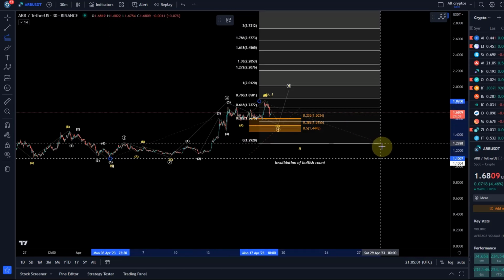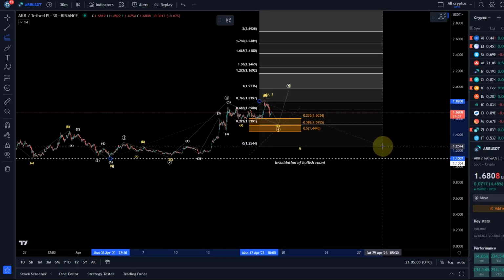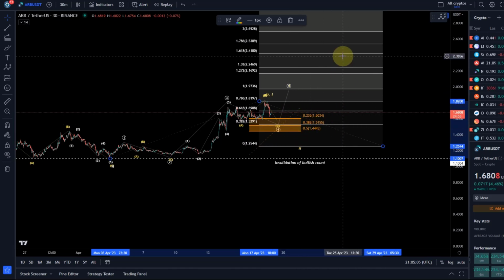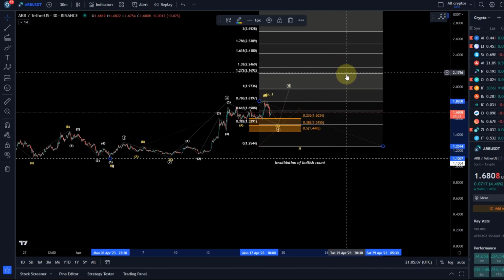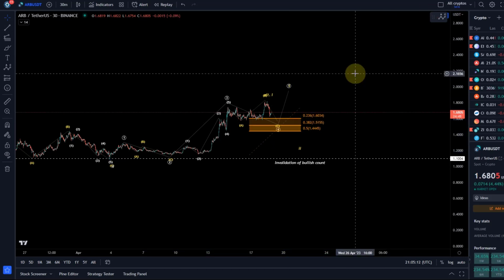Length of wave 1 to the low, somewhere here in that region would be, and then it would take it up in a 3rd wave to around 241 minimum, but then it would carry on. All provided the $1.10 level is holding. And that's my take on ARB.